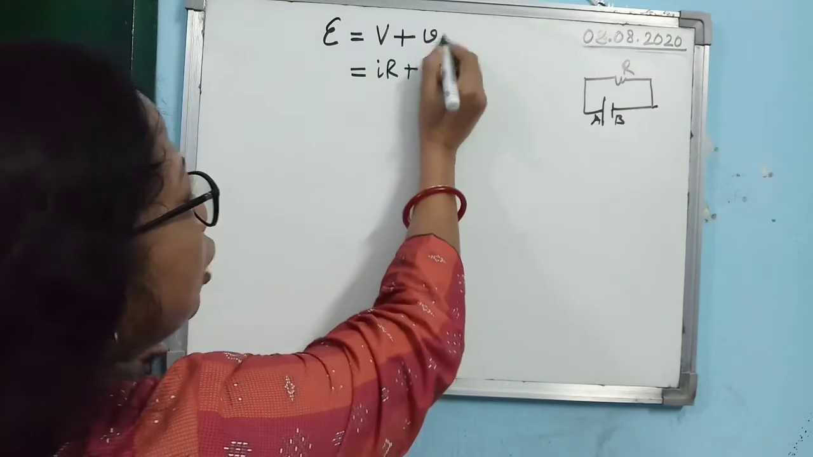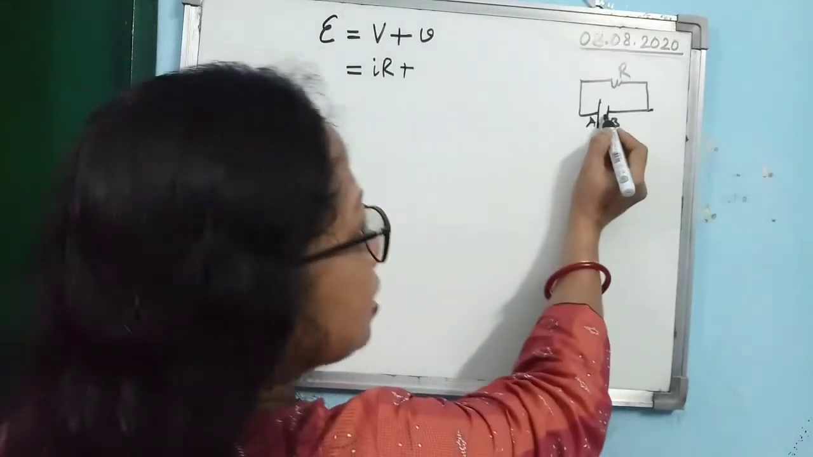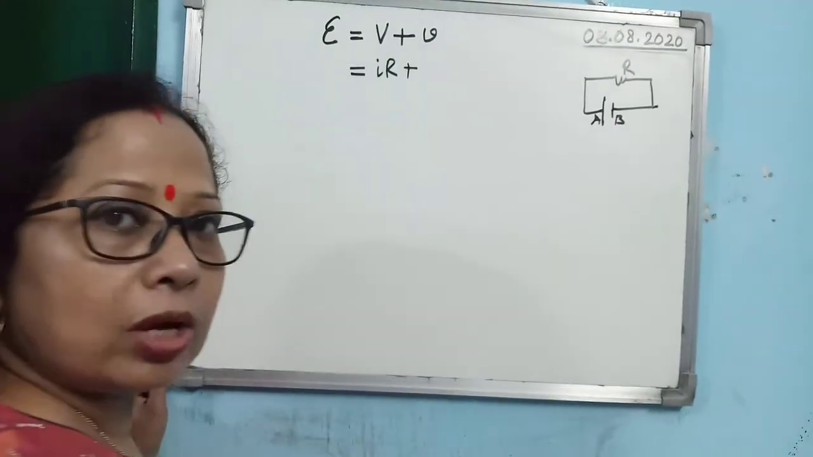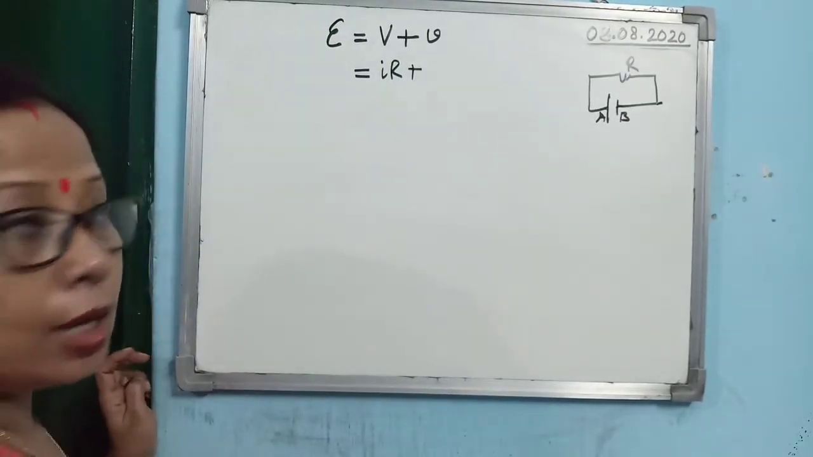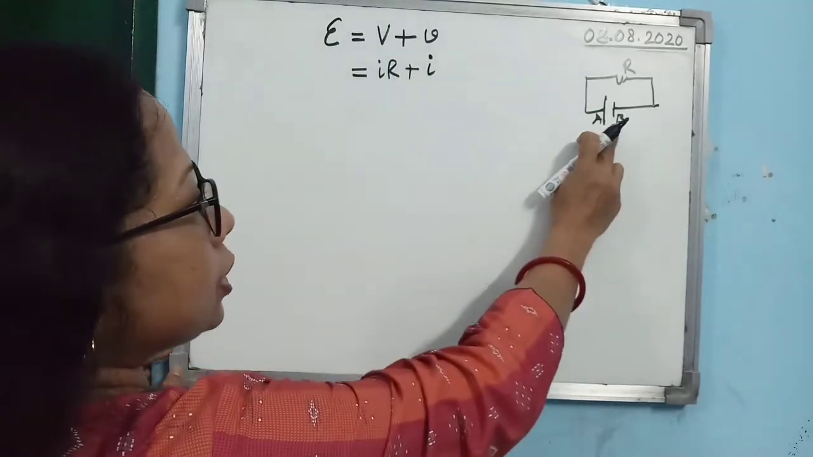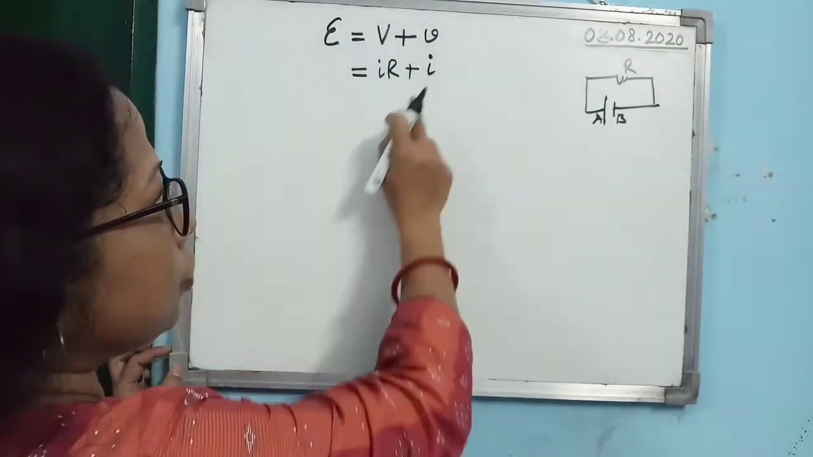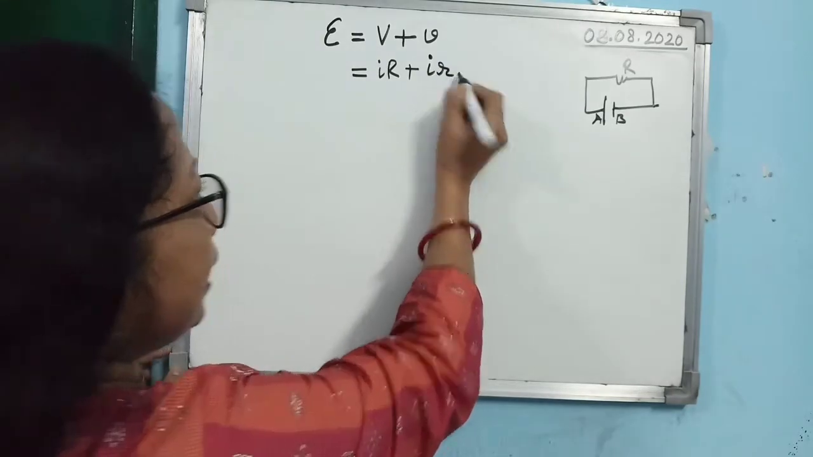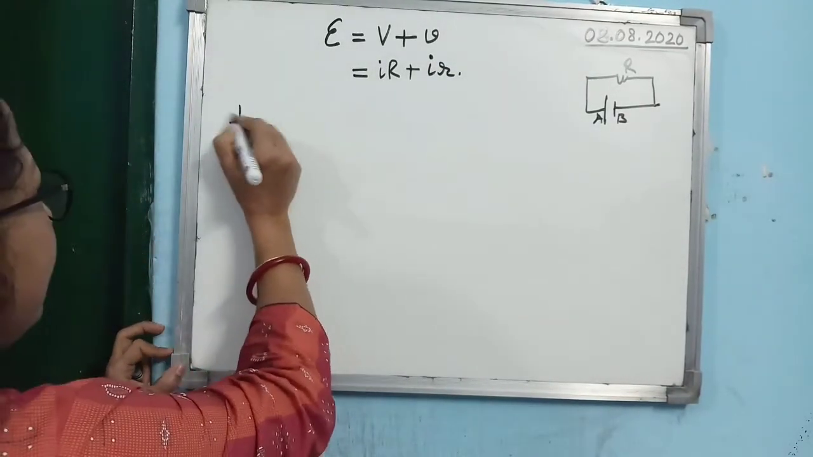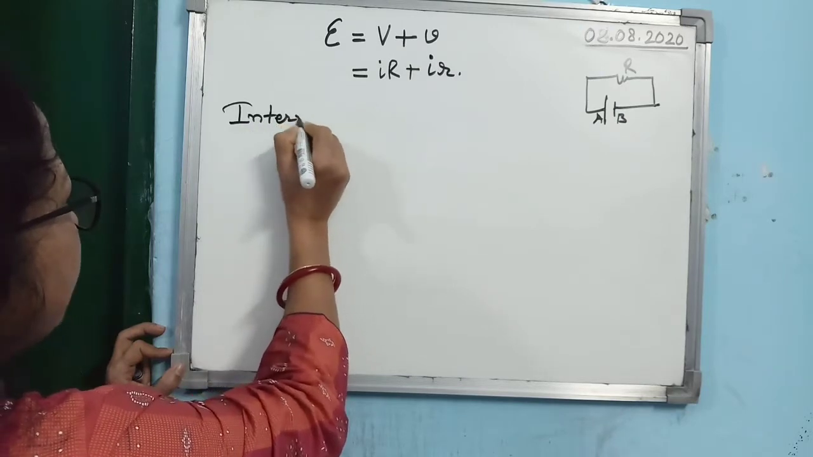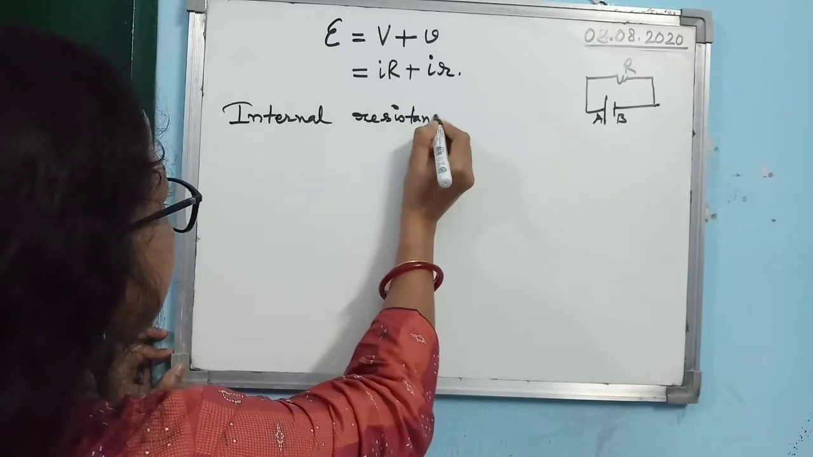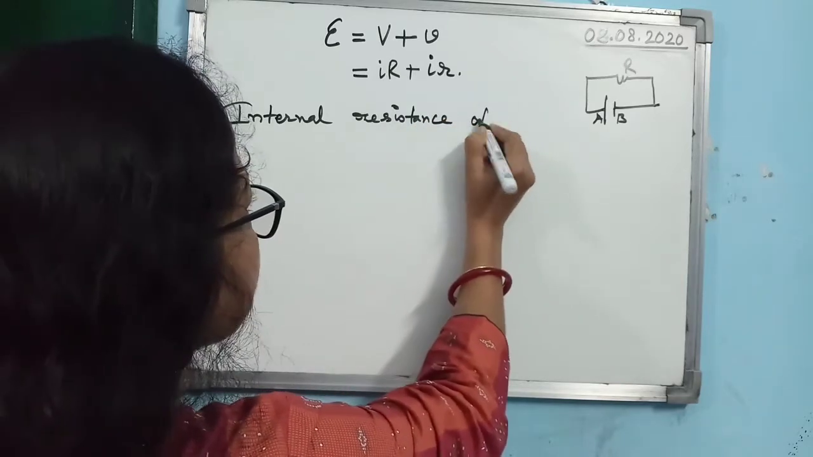Now, what is the voltage drop? Voltage drop is the potential difference across the electrolyte of the cell. According to Ohm's law, you can write the potential drop across the cell as current into internal resistance of the cell. So today, first I will discuss what is internal resistance. Remember, internal resistance of the cell.